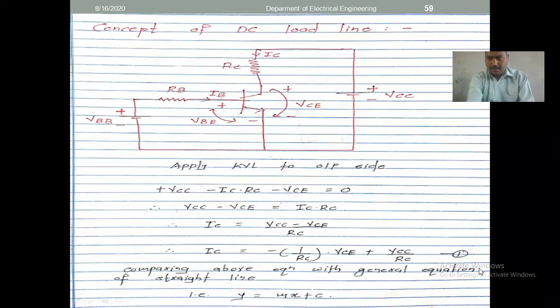This is the problem of the network. See, the concept of the DC load line is seen from this diagram. For that purpose, we have seen that this equation is equal to VCC minus VC divided by RC. So minus VC, we have taken here minus VC.